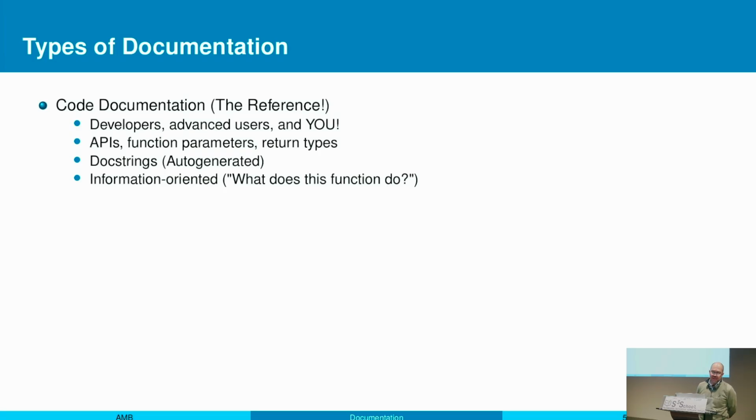Usually it includes topics like APIs, function parameters, return types, docstrings. The source are docstrings, which are auto-generated, and in general, the documentation is oriented to give information. So, for instance, explain what a function does, or things like that.